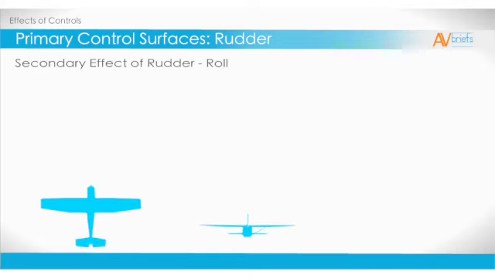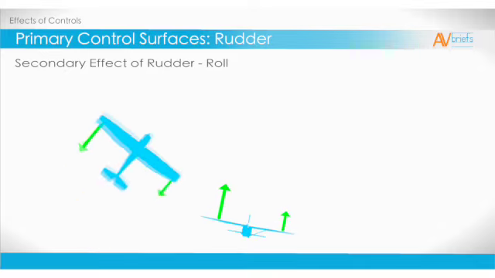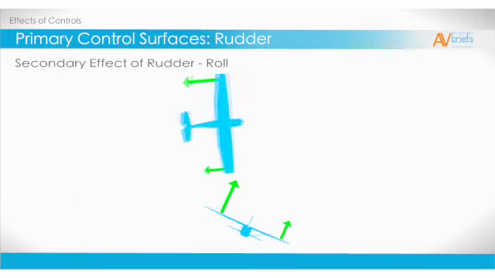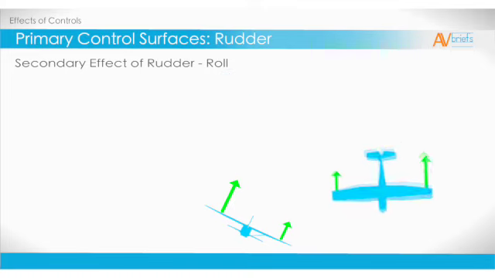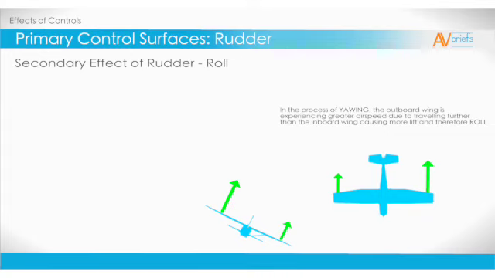One of the secondary effects of the rudder is to cause a roll. This effect has been used to land airplanes after malfunctions occurred in the ailerons. When we push down on the rudder pedal, the right one in this diagram, we yaw the nose to the right. That has the effect of speeding up the left wing, as it now has to travel faster than the inboard wing on the right. So we can say that in the process of yawing, the outboard wing is experiencing greater airspeed due to traveling further than the inboard wing, causing more lift and therefore, roll.